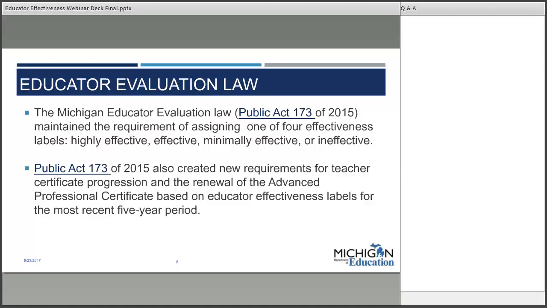So looking at the Educator Evaluation Law, Public Act 173 of 2015, this maintained the requirement of assigning one of 4 effectiveness labels. These were already required, but this just maintained that, but you're probably all familiar with highly effective, effective, minimally effective, or ineffective being used. It also created new requirements for teacher certificate progression, along with the renewal of the advanced professional certificate based on educator effectiveness labels for the most recent 5-year period.